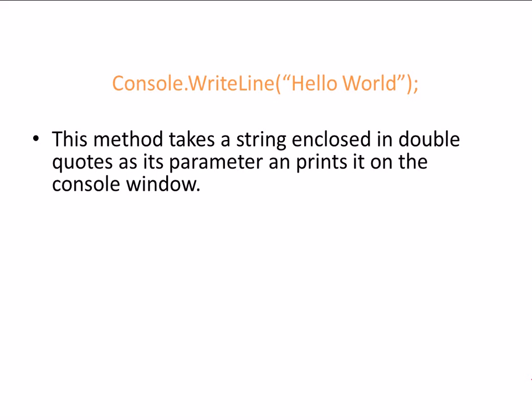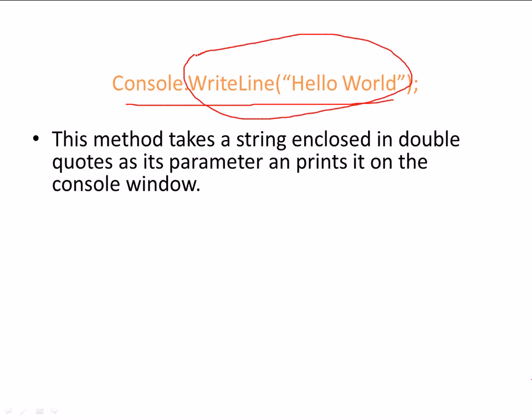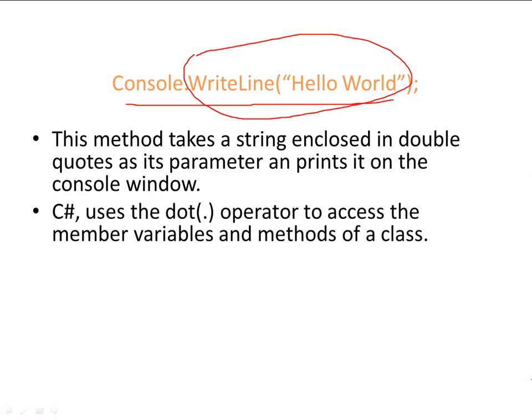Printing on the console. This line prints hello world on the console screen. Here we called the WriteLine method, a static method of the Console class defined in the System namespace. This method takes a string enclosed in double quotes as its parameter and prints it on the console window.